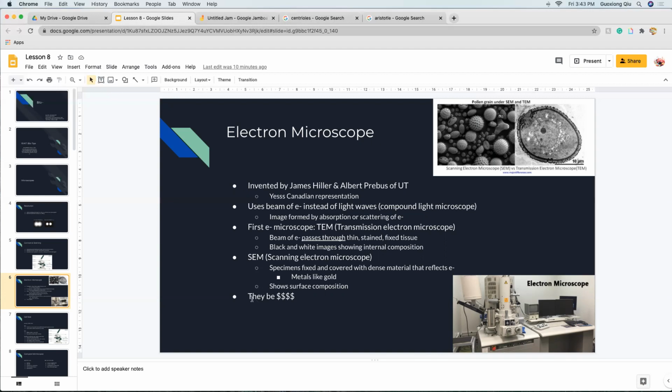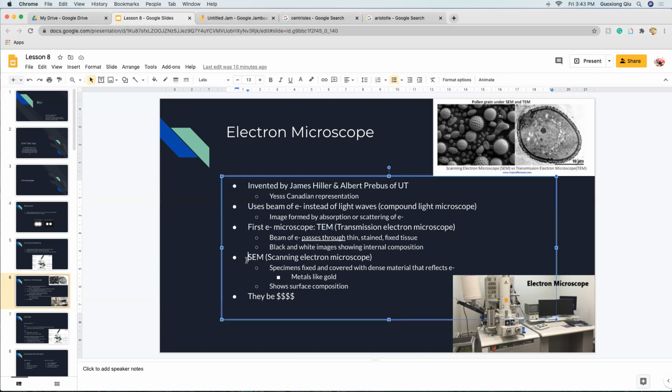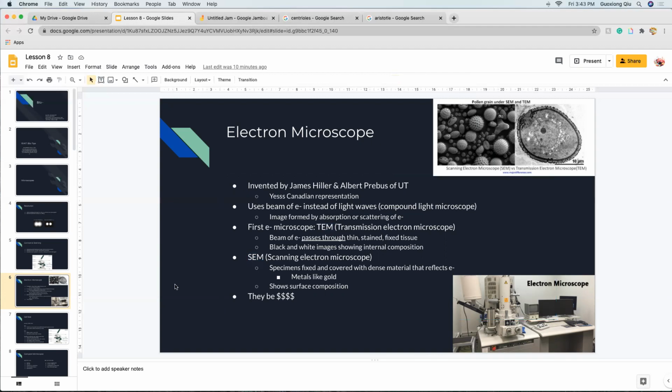Again, electron microscopes are pricey, so your high schools won't have this, but universities, if you enter biology or some science major, you will have access to an electron microscope. Also, you need to know the difference between a transmission electron microscope and a scanning electron microscope.